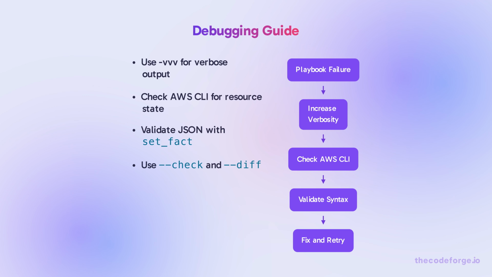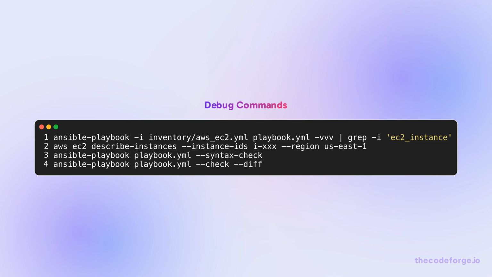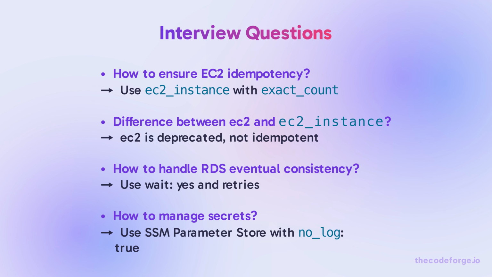When debugging, increase verbosity with -vvv to see API responses. Use Amazon Web Services CLI to check resource state independently. Validate JSON policy documents with a set_fact task before applying. Always use check and diff for dry runs. These commands help debug playbook issues. Use -vvv to see module output, Amazon Web Services CLI to verify resource state, and check with diff to preview changes. Let's run through some common interview questions.